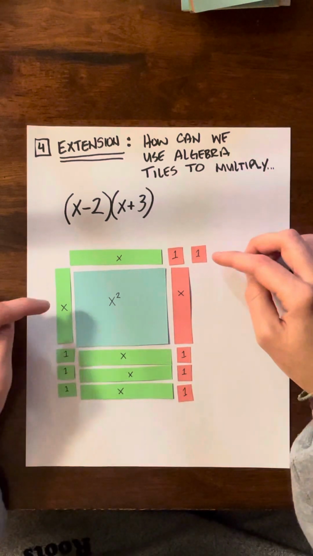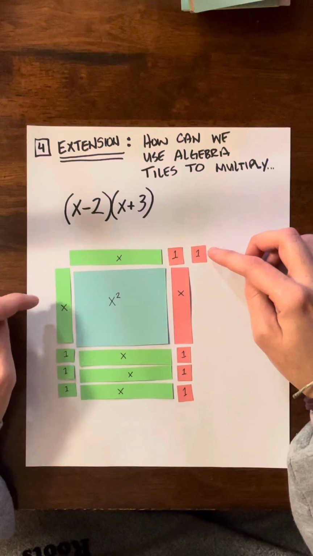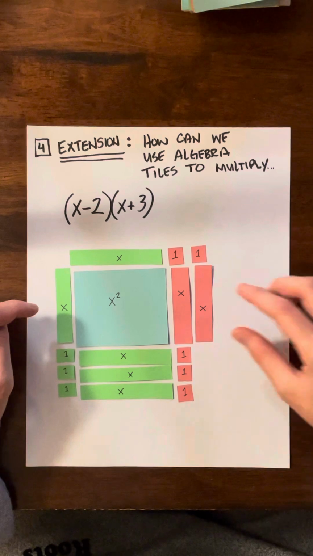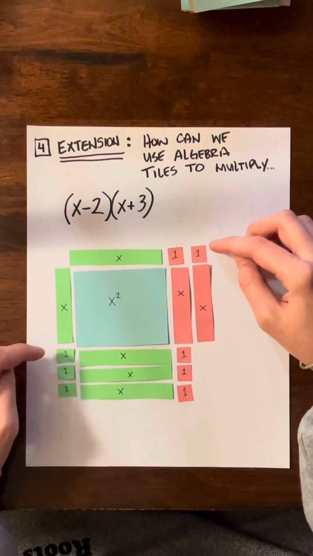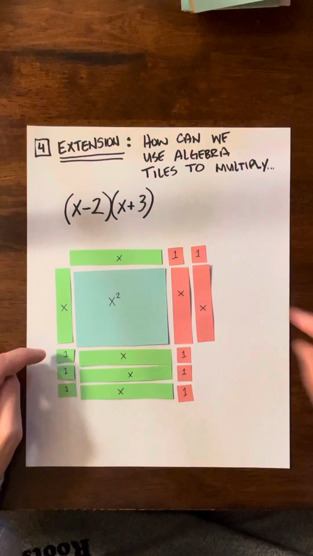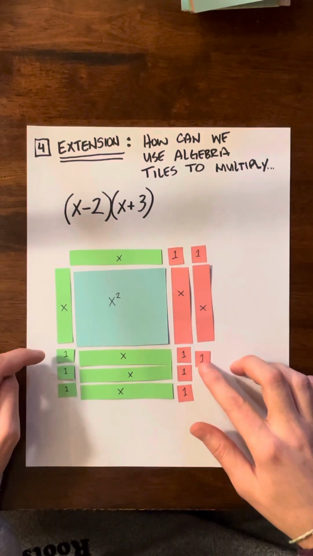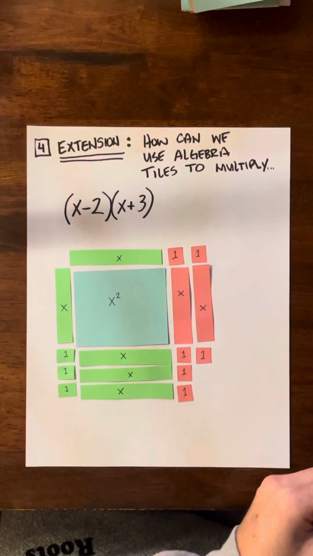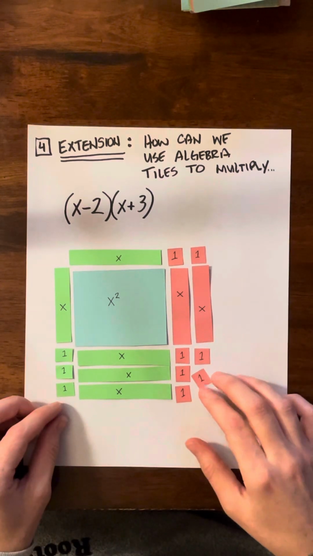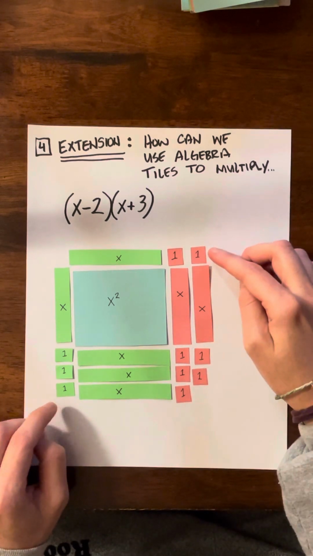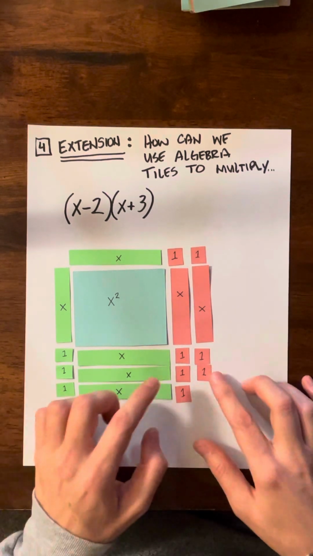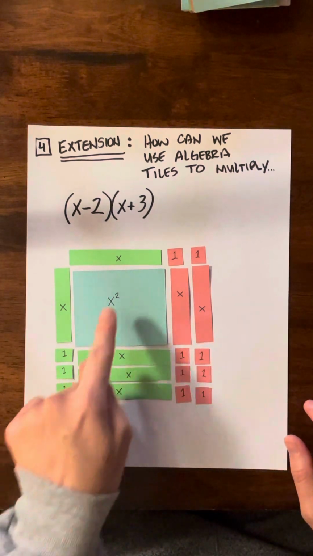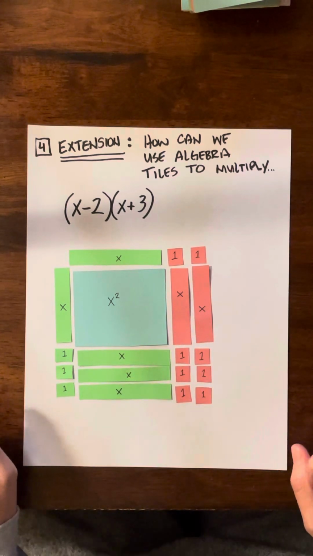Okay, so we're going to start up at the top again. A -1 times x makes -x. We're moving down now. -1 times a +1 makes -1. Again, -1 times +1 is -1. And lastly, -1 times another +1 makes -1. And as you can see, this looks very similar to our area model that we were working with before.